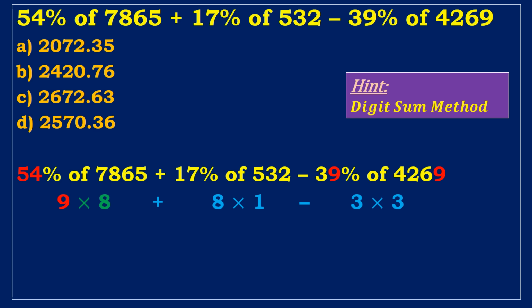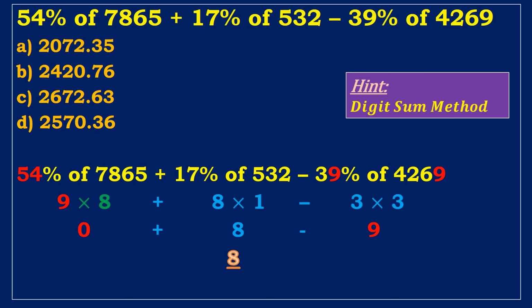Now let us explain the important concept. The digit sum of 4, 2, 6 is 3 and the digit sum of 4, 2, 6, 9 is also 3. So we conclude that the 9th of a number may be considered as 0. Hence, 54% of 7, 8, 6, 5 is 0. 17% of 5, 3, 2 is 8. 39% of 4, 2, 6, 9 is 9 or 0. So, the digit sum value is 8.